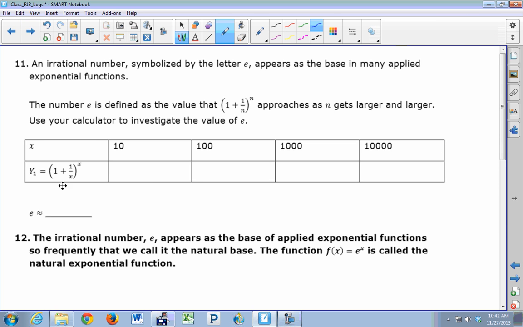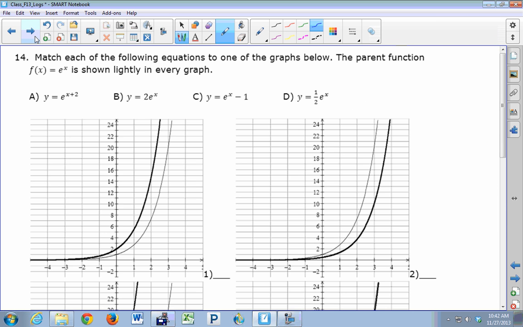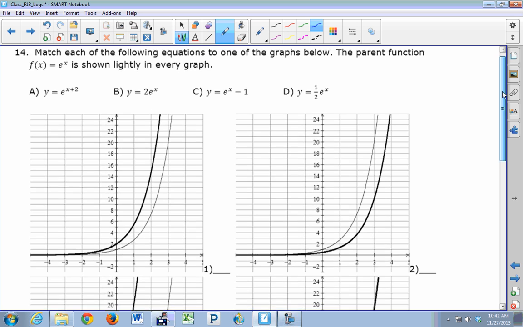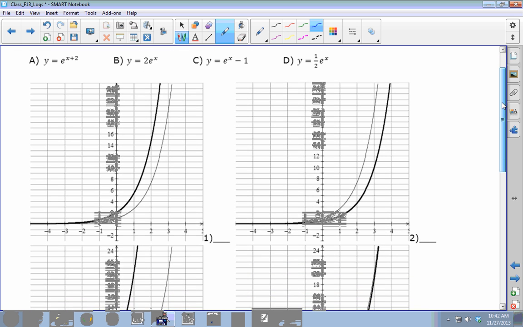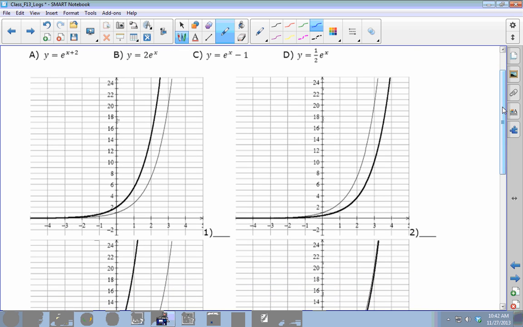All right, so I asked you to match these 4 functions with their graphs, and I've checked everybody's paper except for Shane's and Kate's, but why don't we just fill this in. What was the graph for number 1?